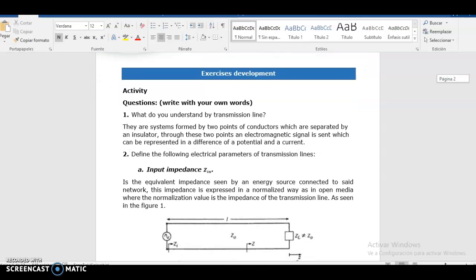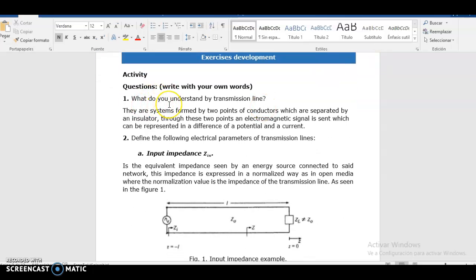Activity. Question: write with your own words. 1. What do you understand by transmission line?